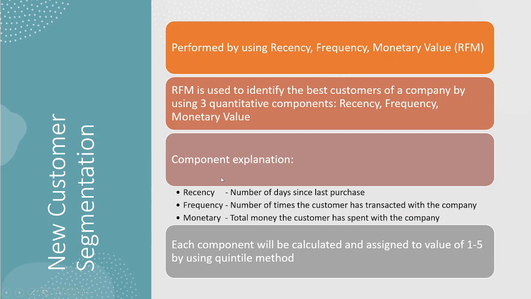So a very quick overview about the RFM method. RFM stands for recency, frequency, and monetary value. And then these three components will be assigned a value of 1 to 5 by using the quintile method.